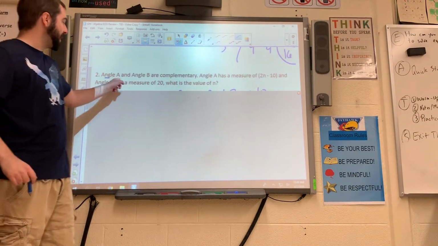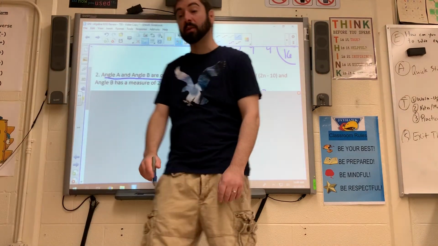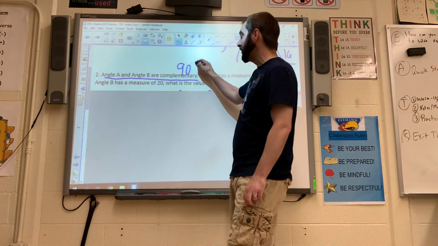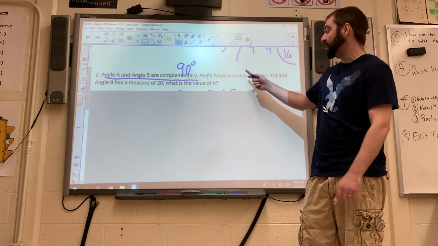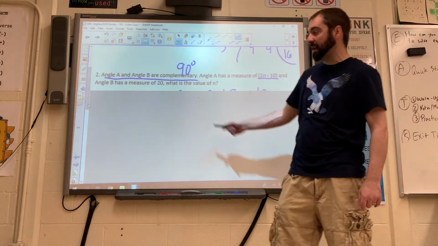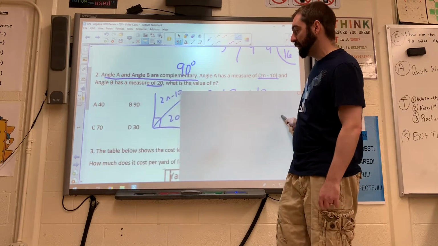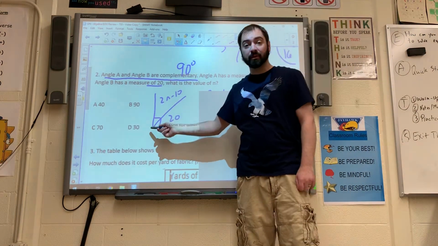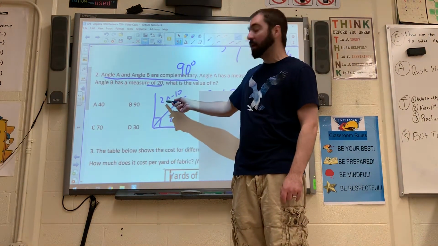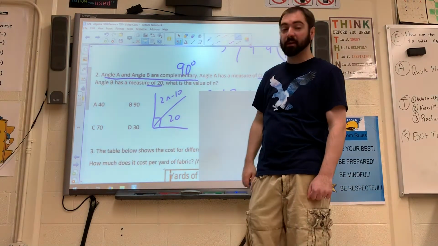Angle A and B are complementary. Right there, they're trying to tell you what they combine to make. They are 90-degree angles when they are added together. Angle A, 2n minus 10. Angle B is 20. So again, a picture would really help you out with this problem. So, complementary right angle that makes a 90-degree angle. One angle, 2n minus 10. The second angle is 20.